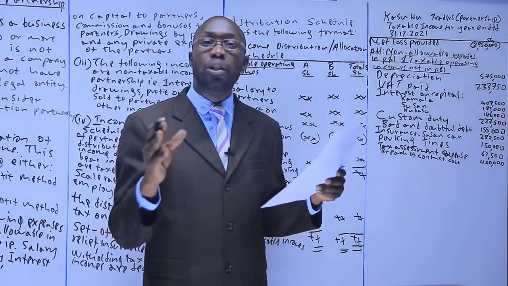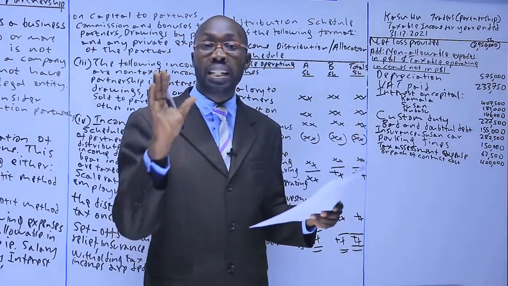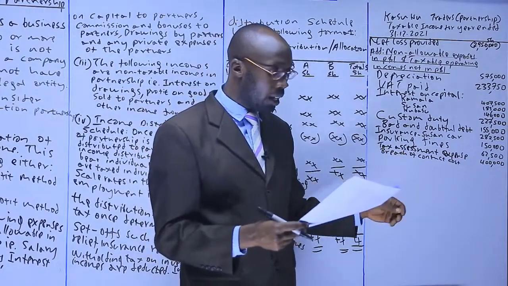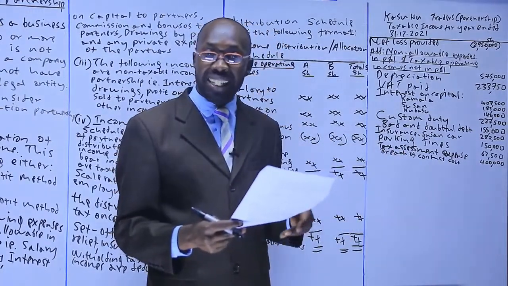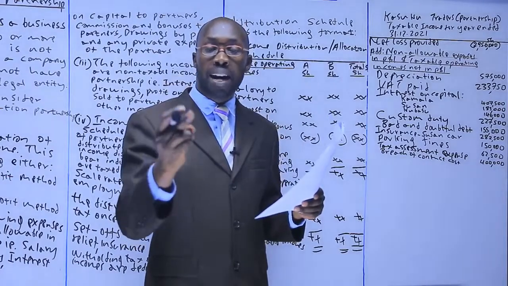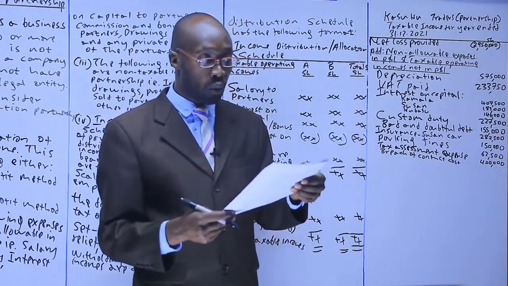Cash embezzled by cashier. We had said any expense that is not income generating, we don't allow. So it doesn't matter who embezzled. As long as it's an embezzlement, it is not income generating. We disallow. We will add it here. The other one is registration of trademark. We had said expenses relating to trademark, patent, copyright, we don't allow them. So these two we disallow.